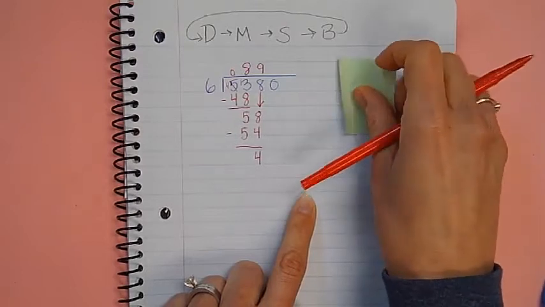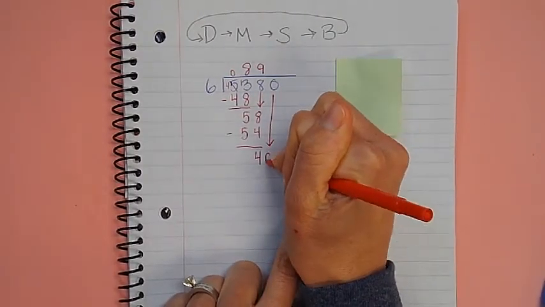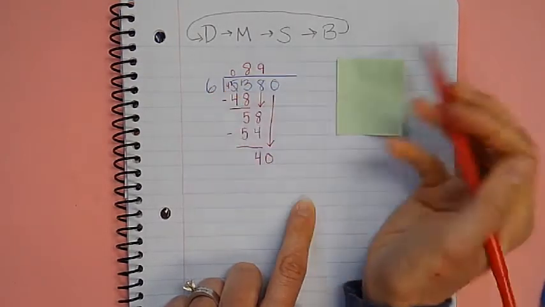Well, I'm going to reveal my next digit, which is the last. I'm going to go ahead and bring that down to make 40. So now I'm going to divide. 40 divided by 6.